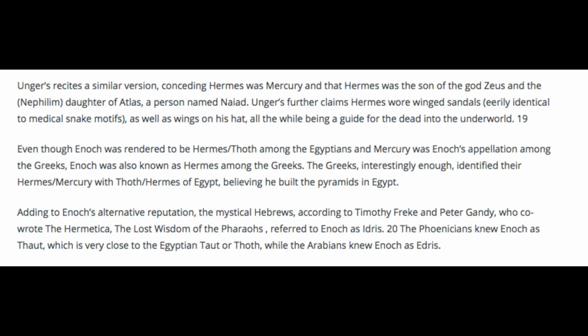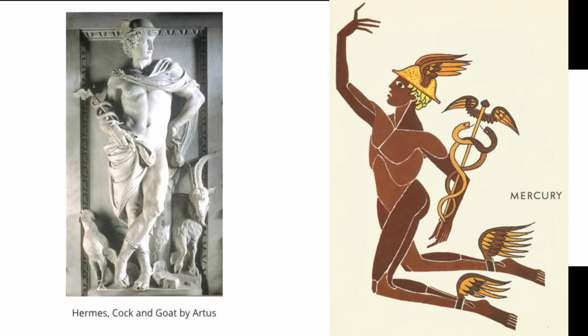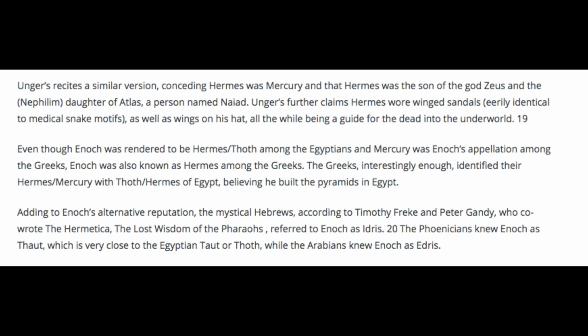It continues, Unger further claims Hermes wore winged sandals, eerily identical to medical snake motifs, as well as wings on his hat, all the while being a guide for the dead into the underworld, just like Thoth. Even though Enoch was rendered to be Hermes, Thoth among the Egyptians, and Mercury was Enoch's appellation among the Greeks, Enoch was also known as Hermes among the Greeks. The Greeks, interestingly enough, identified their Hermes, Mercury, with Thoth, Hermes of Egypt, believing he built the pyramids of Egypt.